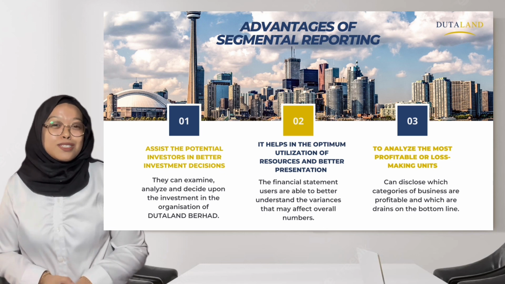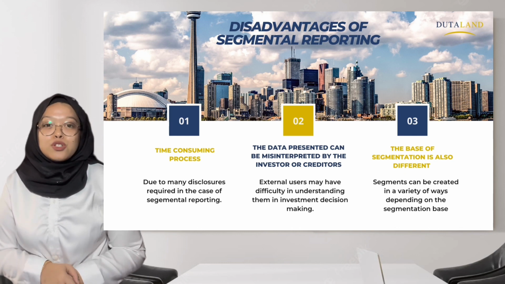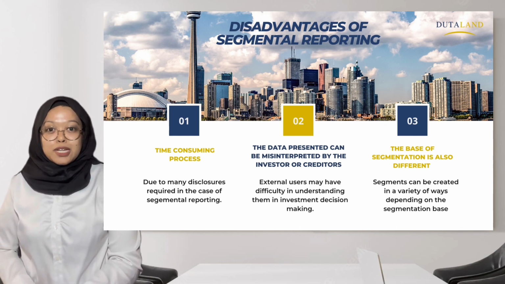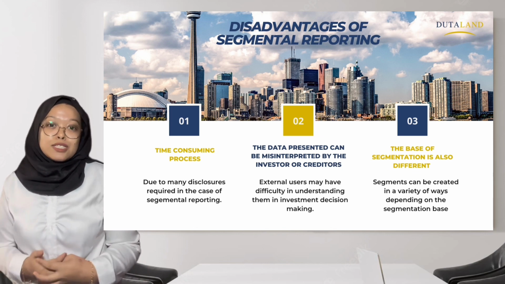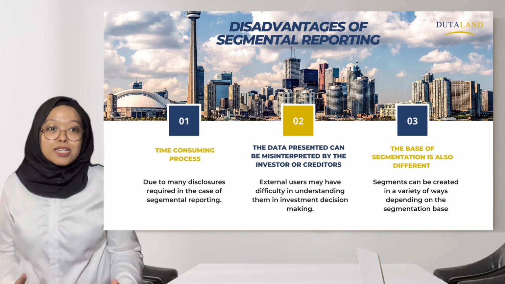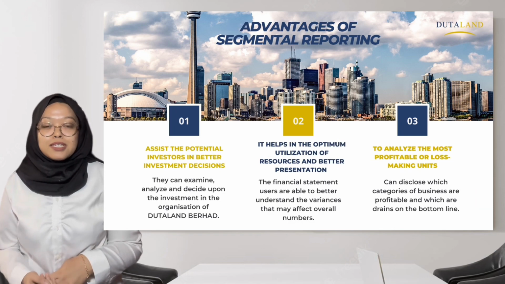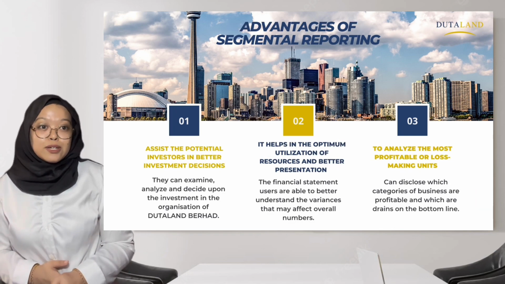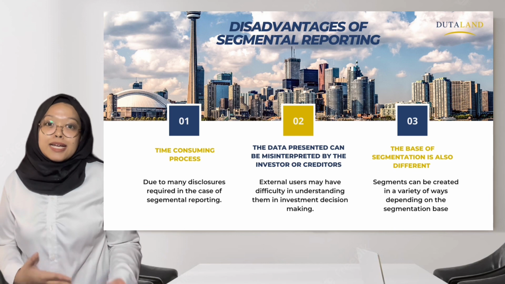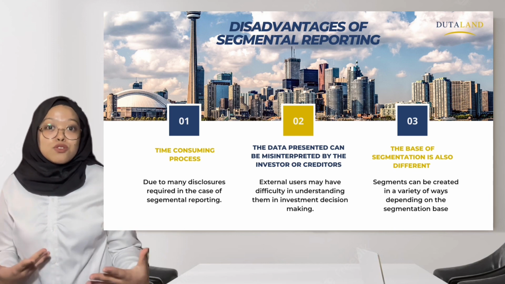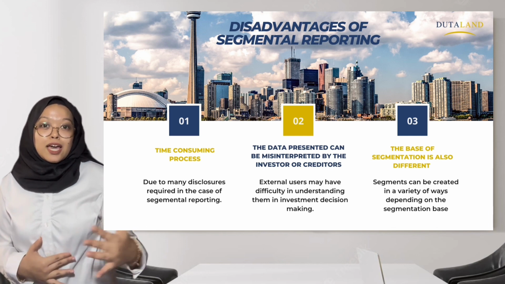So now I'm going to talk about the disadvantages of segmental reporting. Firstly, it is a time-consuming process due to the many disclosures required. Many workers need to identify the 10% threshold and the 75% threshold before being required to disclose it for segmental reporting. Second, the data presented can be misinterpreted by the investor or the creditor. External users may have difficulty understanding it in investment decision making, so they might end up making a bad move for investment due to the disclosure of many items in the annual reporting year.